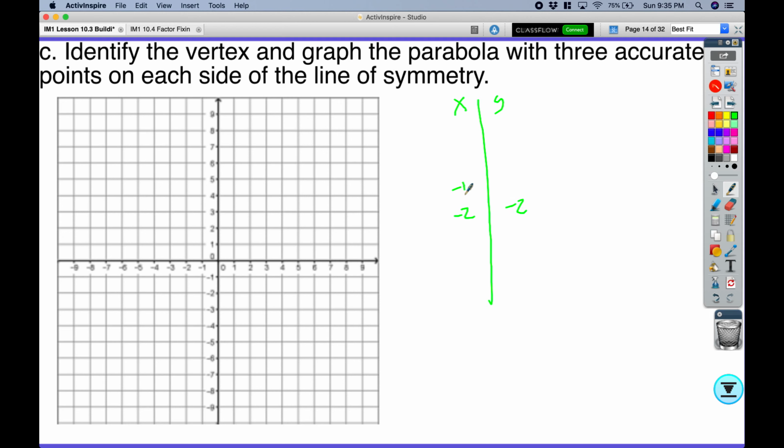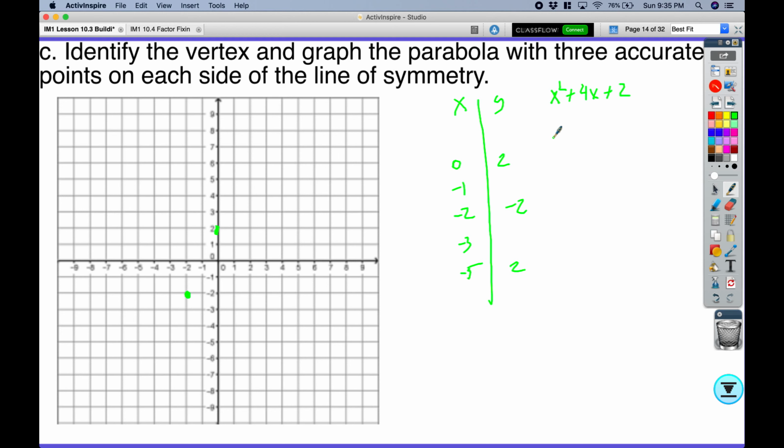And remember, it's always easy to choose points that are relatively the same distance away from the vertex, I should say. So 1 above, 1 below, 2 above, 2 below. So let's go ahead, -2, -2. And then if I plugged in 0 to these equations, you can plug it into either one, it doesn't matter. If we plugged it into x squared plus 4x plus 2, if I plugged in 0, I would get an answer of 2. So that means I know if I plugged in -5, I would get an answer of 2.